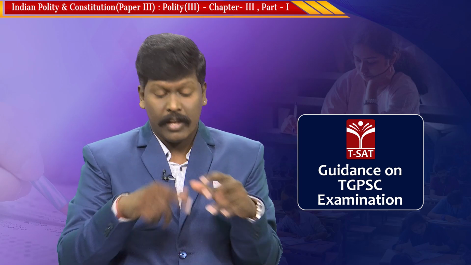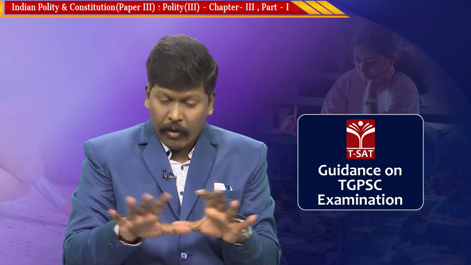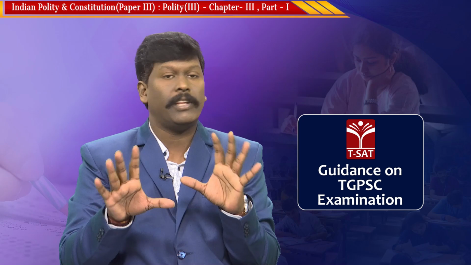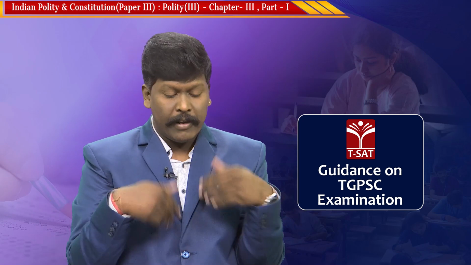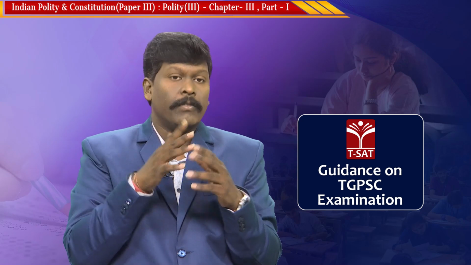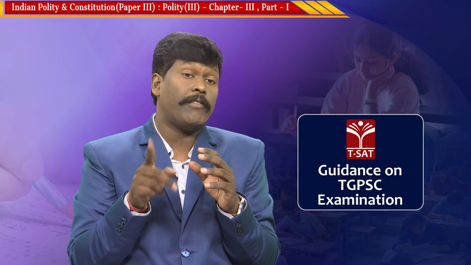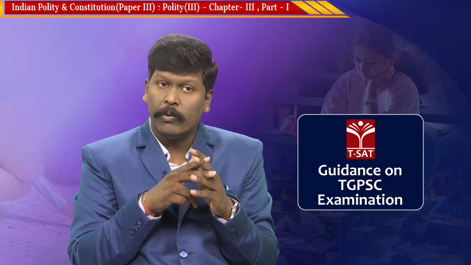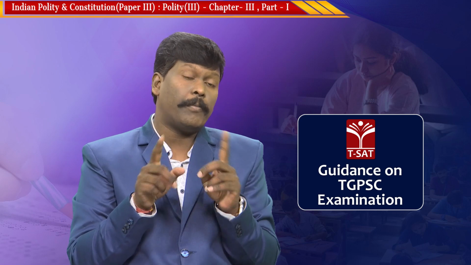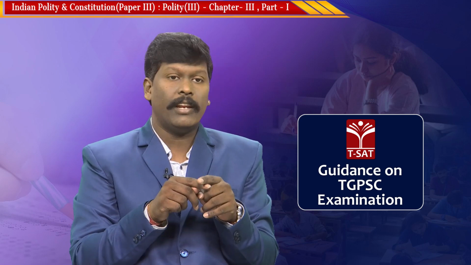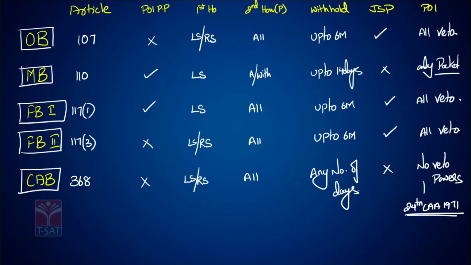If you look at this, what are the different types of bills and how are they passed? This chart you remember for the exam. Any one of these you might get in the exam. But if you wish to hear the definitions again: according to Article 107, a bill which is not a money bill, nor a Financial Bill Type 1, nor a Financial Bill Type 2 is an ordinary bill. A bill which consists only of the provisions mentioned in Article 110 clause A to clause F is called a money bill.